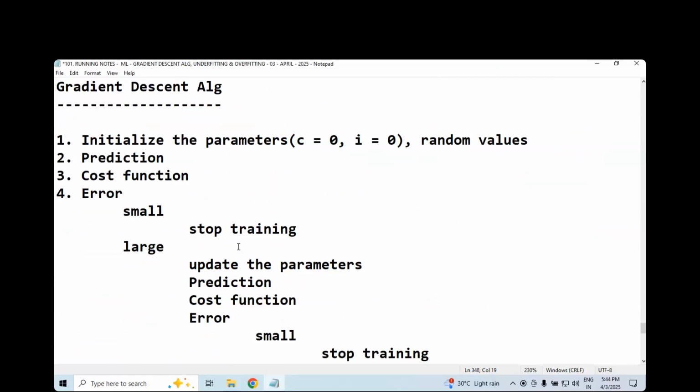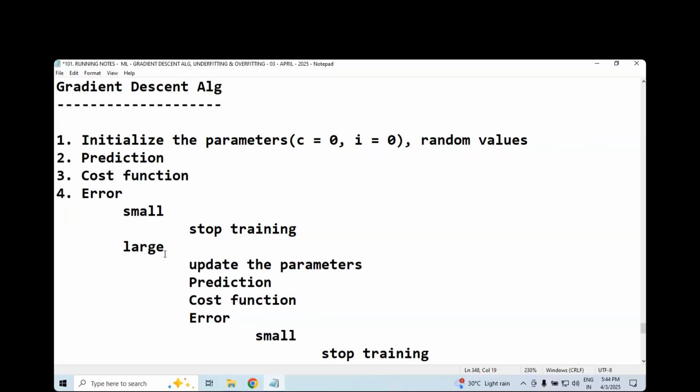In the first step itself, the gradient descent algorithm will pass the default parameter values. When I say parameters here, they are the coefficient and the intercept. These are the initial parameters. These parameters are handed over to the machine learning algorithm.